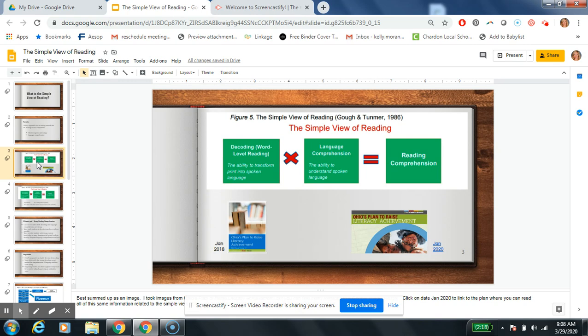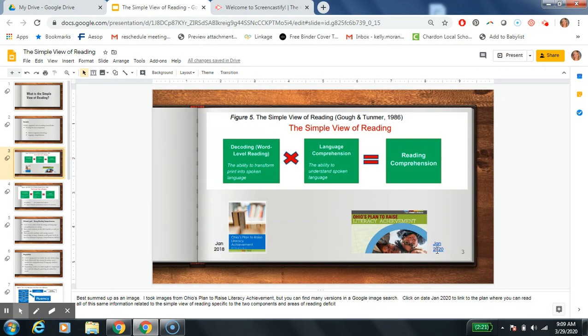I chose to include images in this presentation that I lifted directly from Ohio's plan to raise literacy achievement. Many of you have heard me talk before about Ohio's literacy plan. The first plan came out in January of 2018. You can see over here, this image, this is what the cover looked like. The plan was updated and re-released in January 2020.